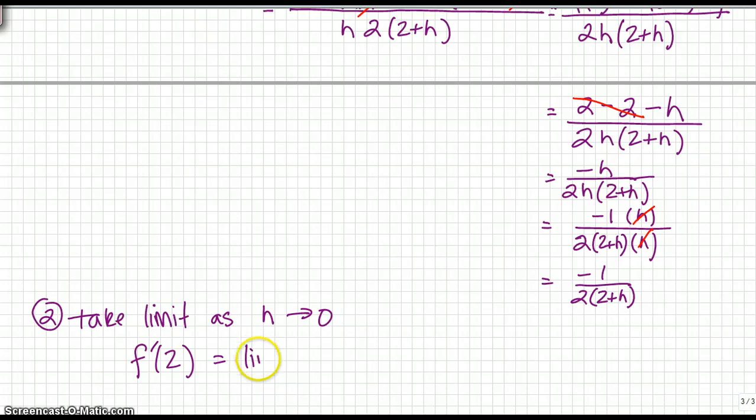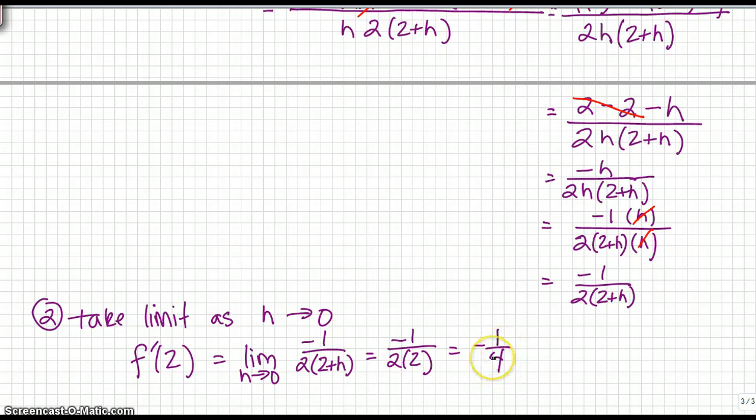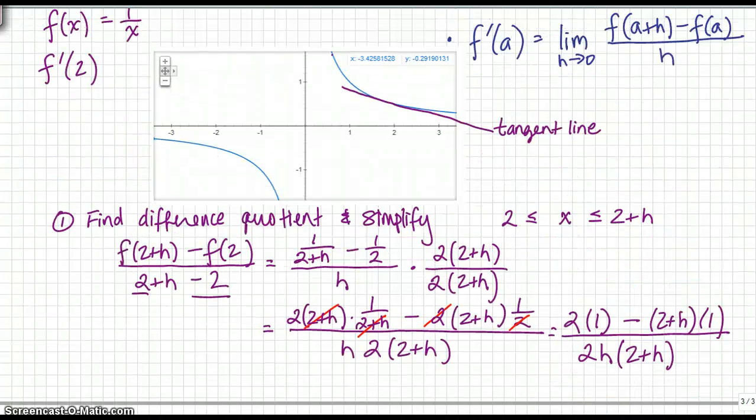it's going to be the limit as h goes to 0 of this negative 1 over 2 times 2 plus h. When I plug in, I just get negative 1 over 2 times 2, or in other words, negative 1/4. So the slope of the tangent line, because remember, this is also equal to the slope of the tangent, that is going to be negative, just like I thought it was going to be.